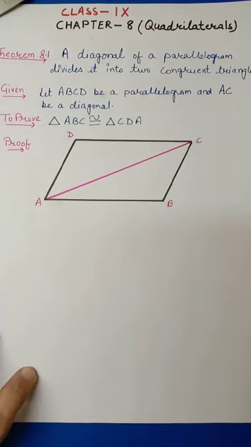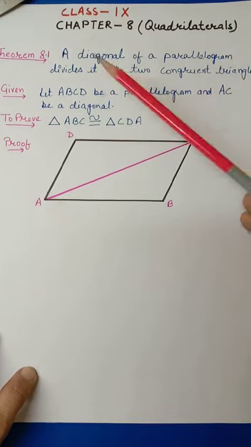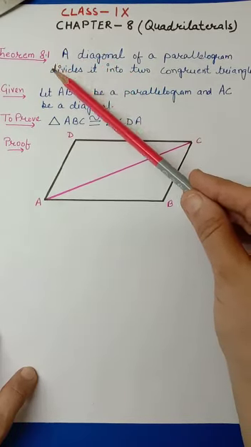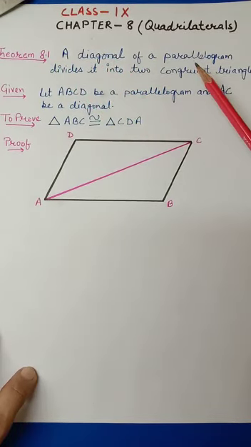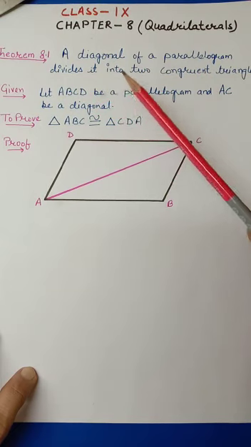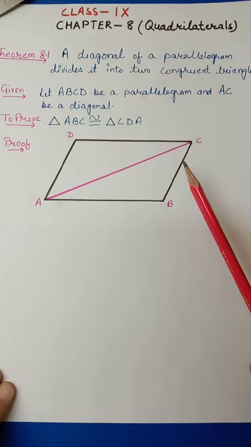Everyone. Now today let us discuss class 9th chapter 8 quadrilaterals. Now theorem 8.1: a diagonal of a parallelogram divides it into two congruent triangles.